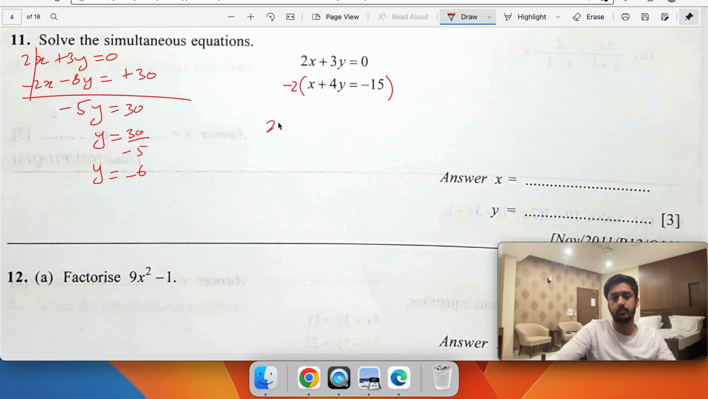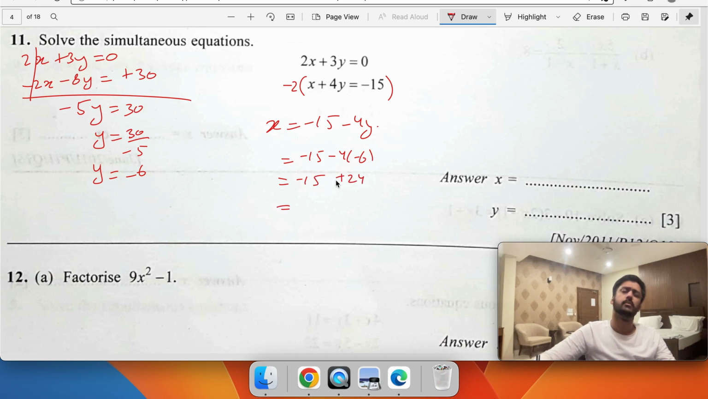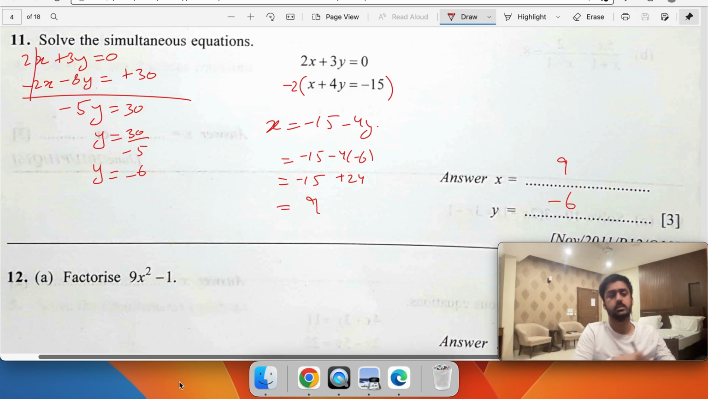Substitute in any of the equations. Let's consider this. Minus 15 minus 4y. So minus 15 minus 4 into minus 6. Minus 15, 6 4 times is 24. 24 minus 15 is 9. So x is 9 and y is minus 6.